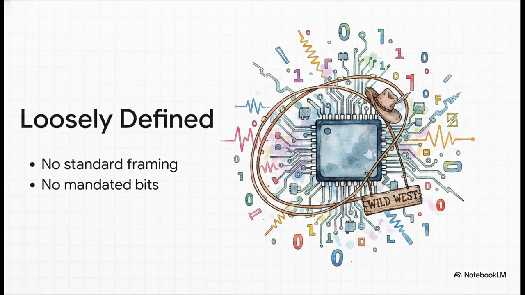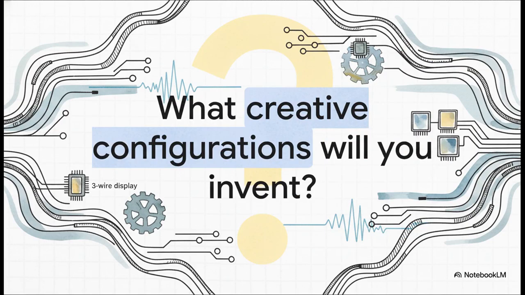Guys, there aren't even standardized voltage levels. It is practically the Wild West of hardware protocols. But that's exactly why it offers such incredible flexibility for hardware vendors to design exactly what they need for a specific task. So, I want to leave you with this final thought. Since SPI is so loosely defined, literally stripping away rigid rules in favor of sheer, unadulterated speed, what creative configurations will you invent for your next custom hardware project?